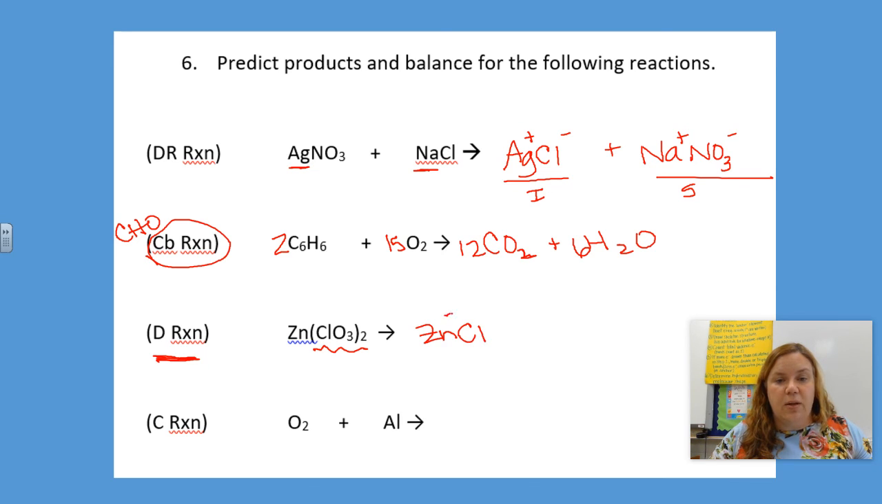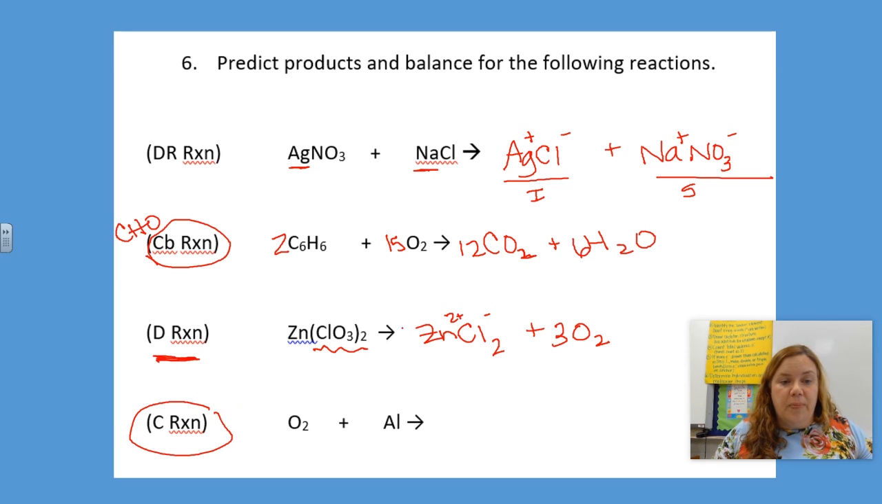So we're going to have zinc chloride. Zinc has a 2+ charge, chlorine a 1-. And we're going to combine that with O2. So therefore, let's balance this here. We have 2 chlorines and 6 oxygens. So we get 6 oxygens on this side and our zincs balance on either side.